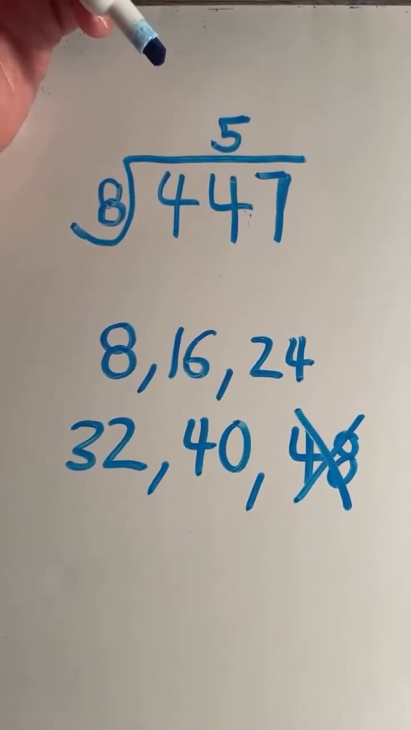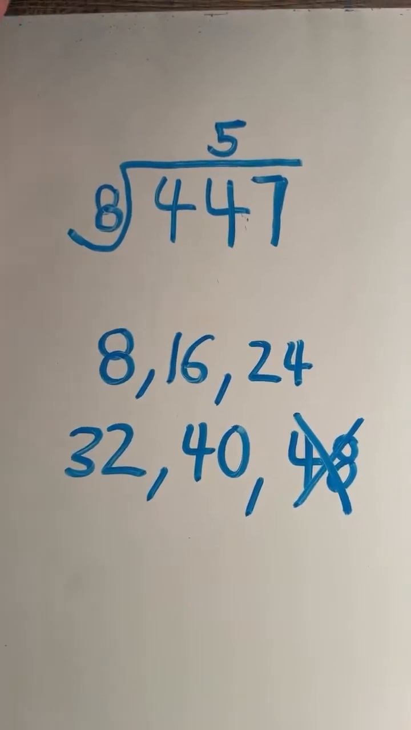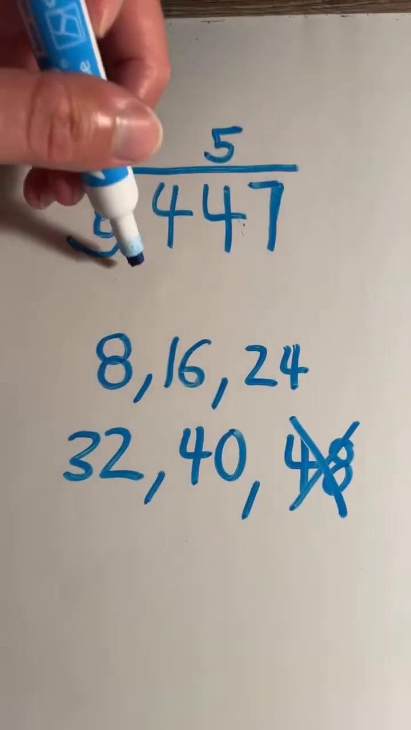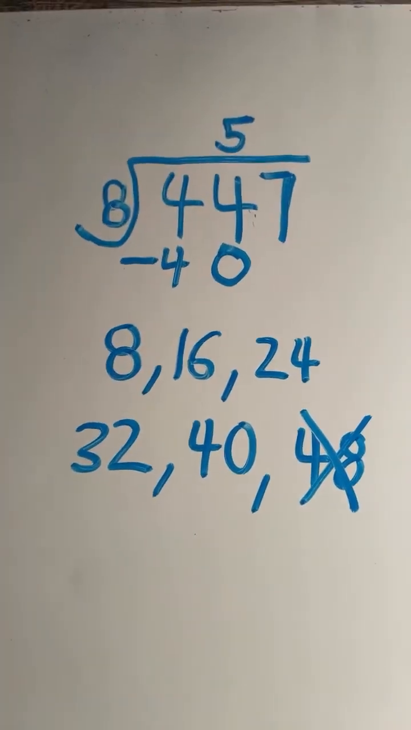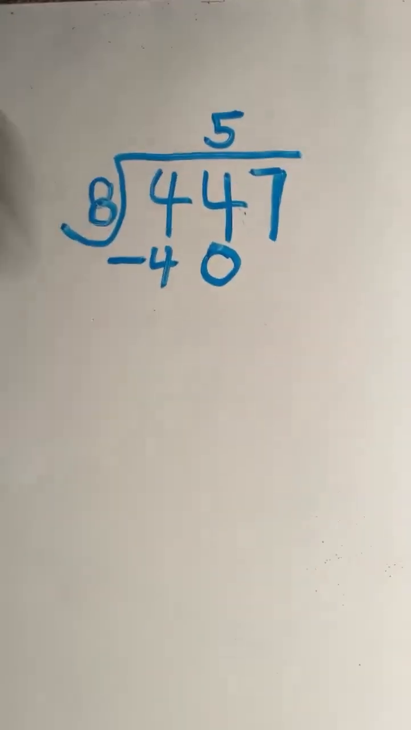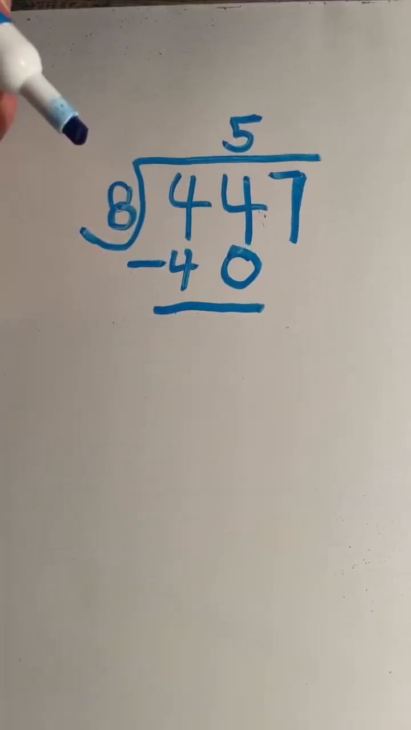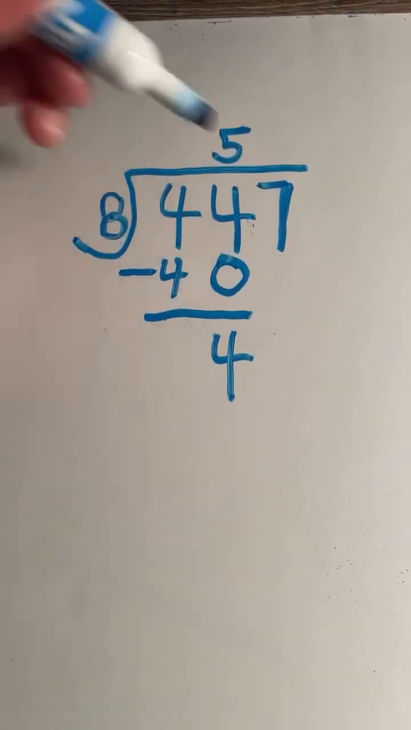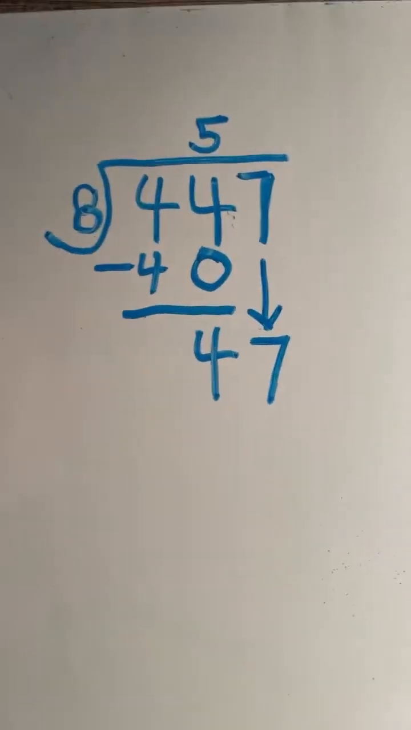To figure out what that remainder is, we have to subtract the last number we ended up counting by without passing the number. So we didn't land right on 44, but 40 was as close as we could get to 44 without passing it. So 40 is what we need to subtract. So 44 minus 40. Here we go. 44 minus 40 equals 4. We're going to bring down the 7 now. That 4 is going to become a 47.